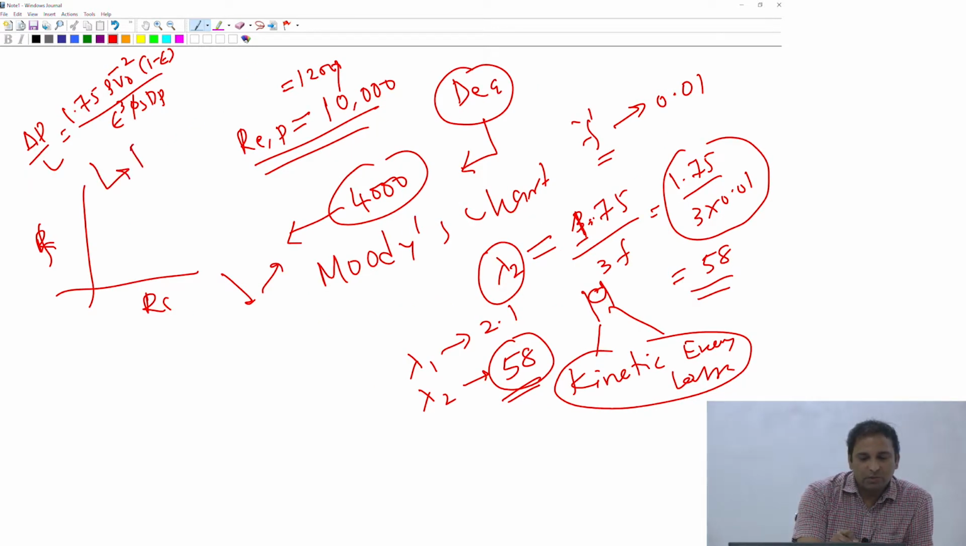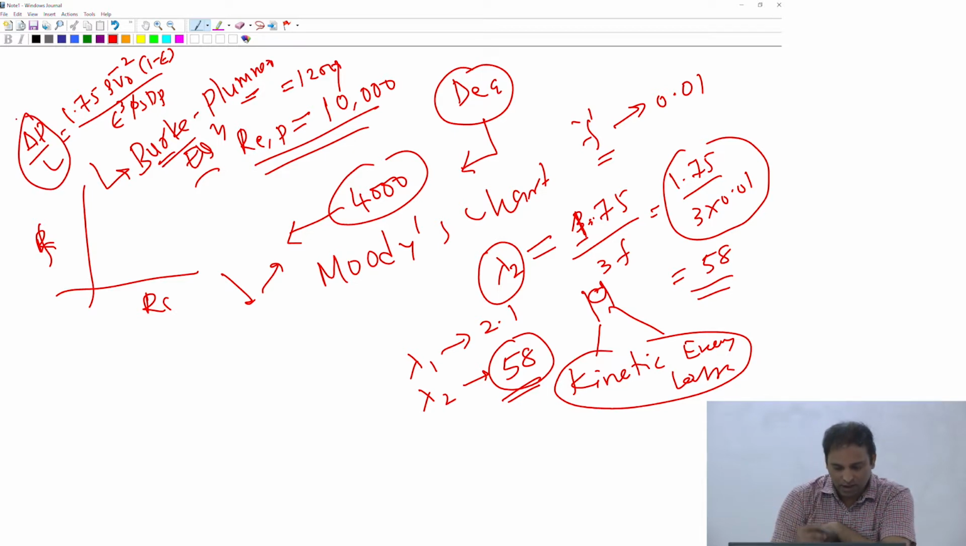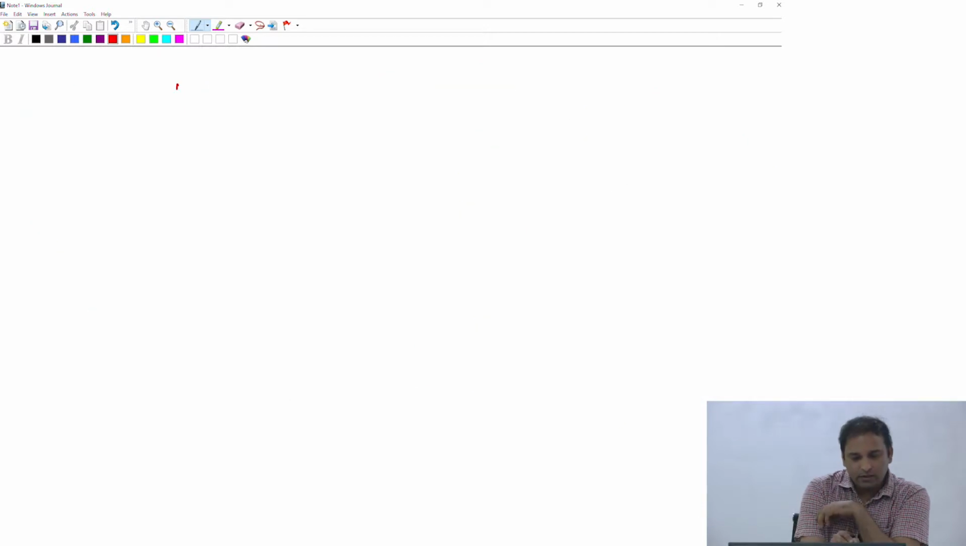This is what is called the Burke-Plummer equation. Again, these are the two folks who came up with this expression in the 1940s. Now, we have developed expressions for delta P by L for laminar flow conditions and turbulent flow conditions, and someone called Ergun, E-R-G-U-N, Ergun's equation.